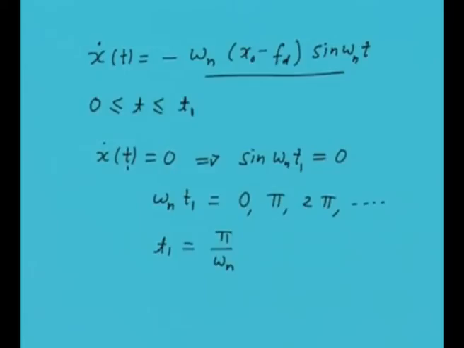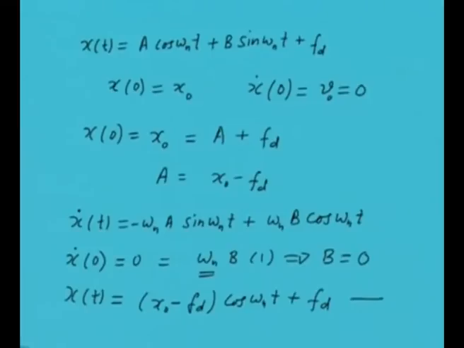So corresponding to this particular time, the mass will again have 0 velocity. Once we release the mass, it comes to rest at this time, and corresponding to this we can get the displacement. So from here we can get the displacement after putting t equal to t1.